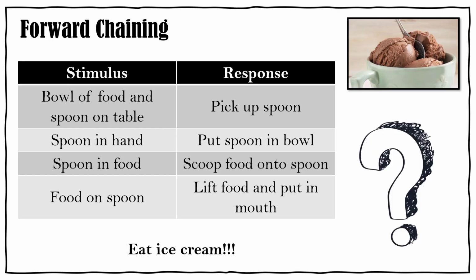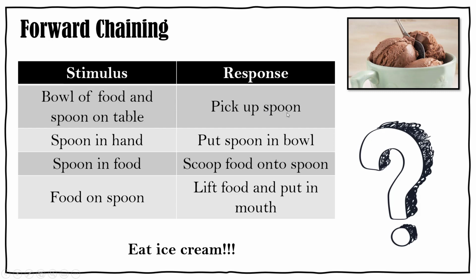So let's go back to our example with ice cream in the bowl. I want you guys to think about how you would use forward chaining for this example. And the answer is you would teach the first step first. So you would have the bowl of food and spoon on the table. You would prompt them to pick up the spoon, and then you would fade that prompt.